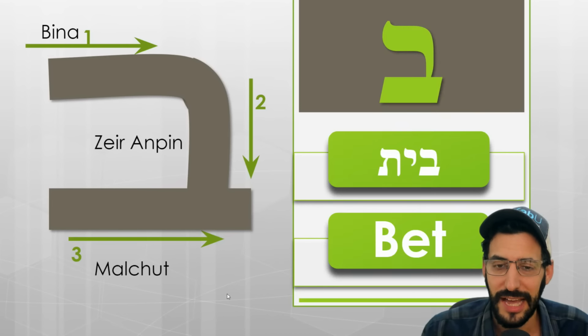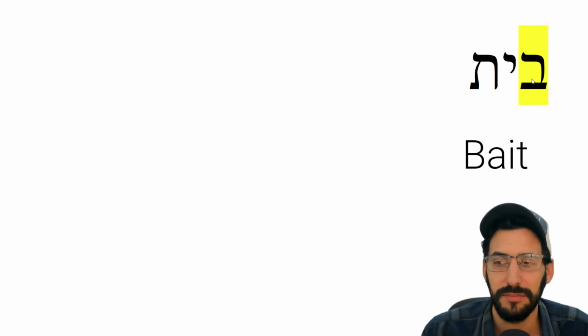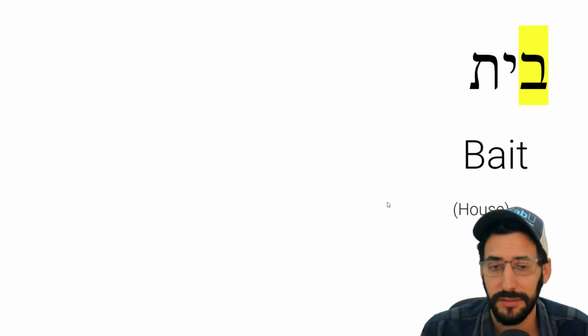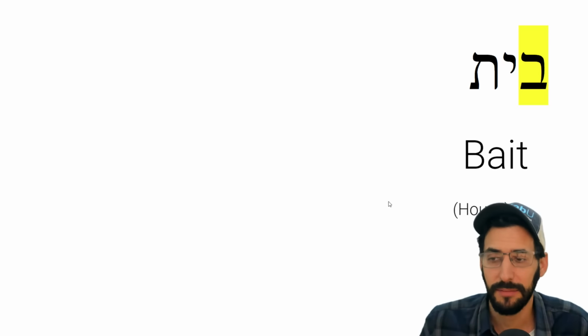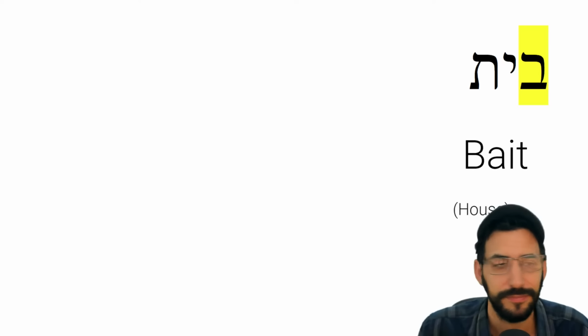Let's take a look at some words with Bet. Okay, so the first word is actually not Bet, it's Bait. It's written the same as Bet. This is Bait. So the vowel is Ba, Bait, and it actually means a house, a home. So right now I'm in my Bait, Babait Sheli, in my house. That's where I am right now.